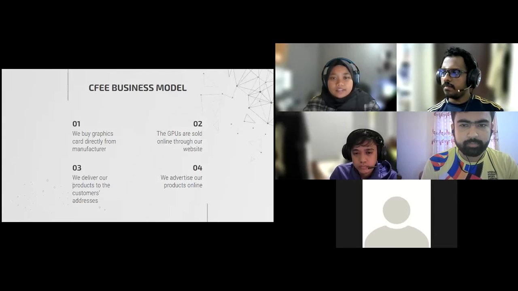Moving on to the CFEE business model, we have four main key components. Number one, we don't produce or make our own graphics cards. Instead, we buy the graphics cards directly from manufacturers. Number two, like an online store, the GPUs are sold online through our website. Number three, we deliver the products to the customers' addresses. And number four, we market our products online through the website and social media platforms.